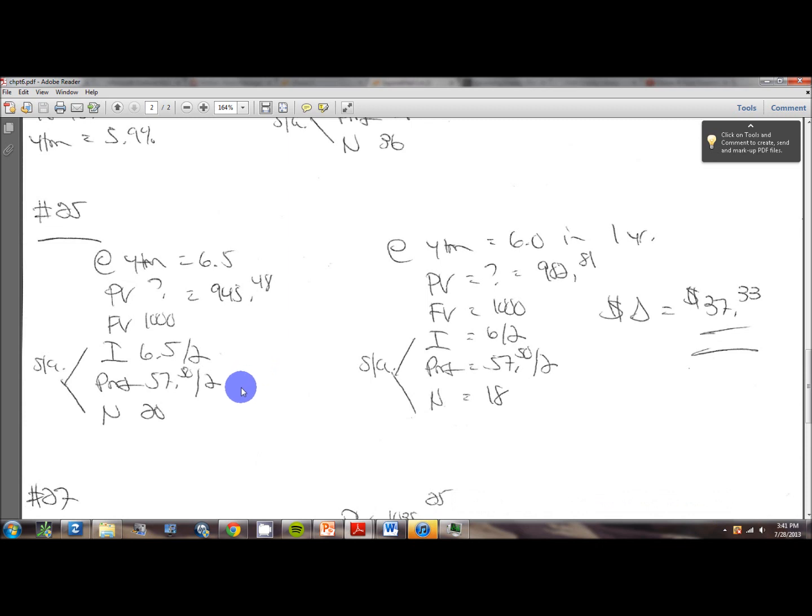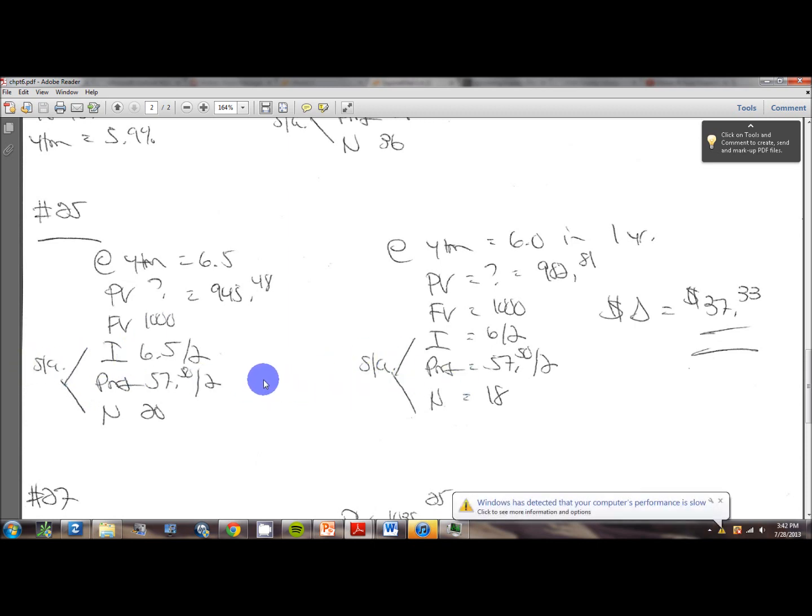because you have the problem starting off with the current market interest rate of 6.5%, and then the market interest rate changes to 6% in 1 year, and you have to measure the dollar change, which comes out here to be $37.33. But one thing to note about this problem: if you read through the problem, you see that it never says the payments are made semi-annually, right?